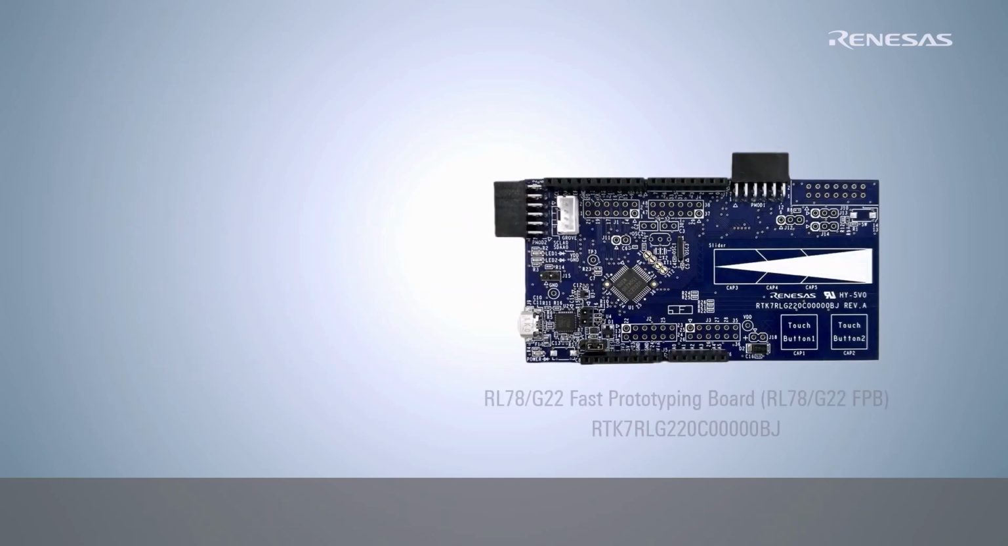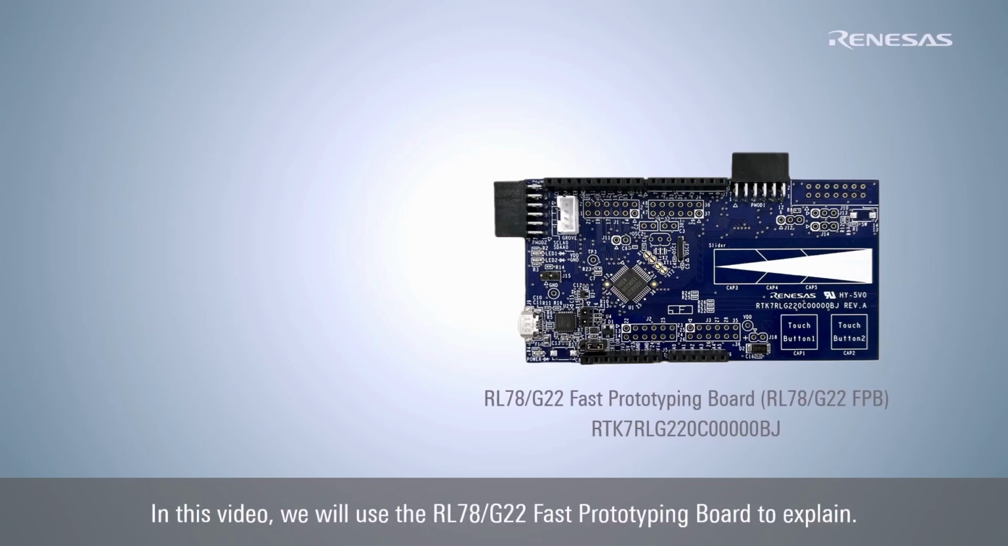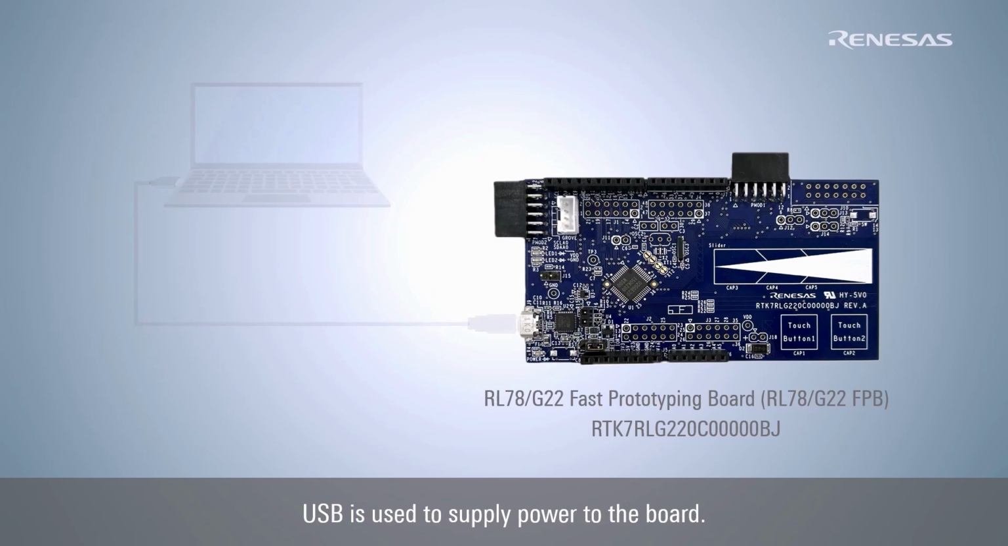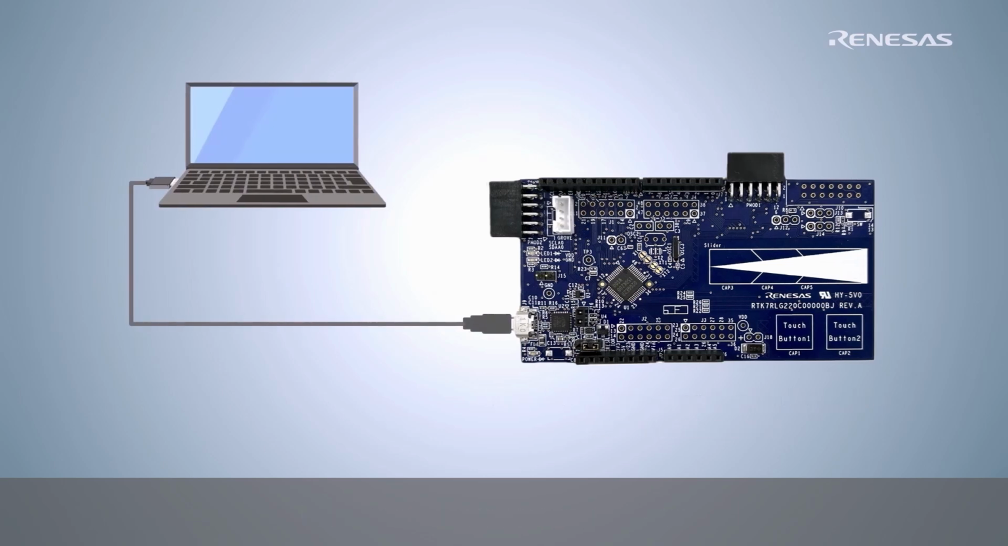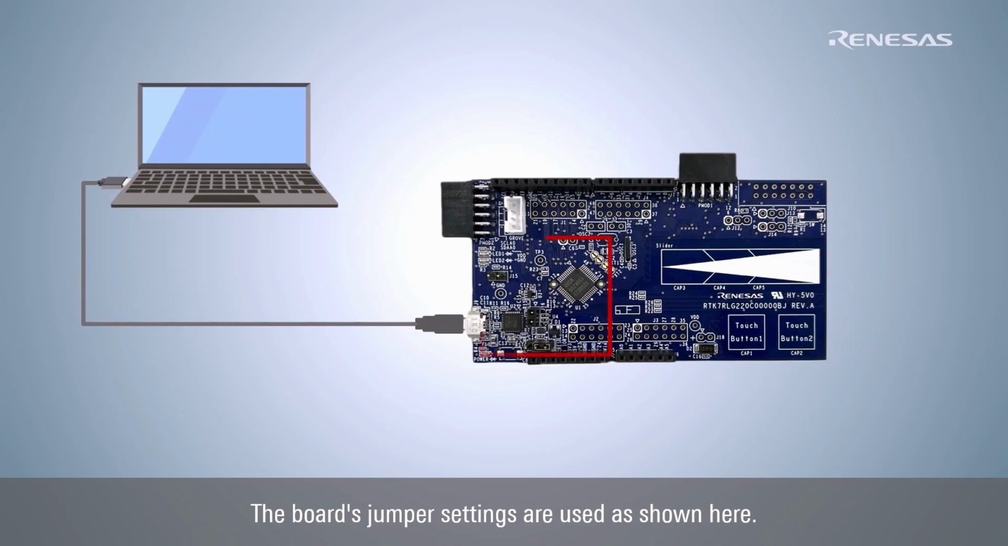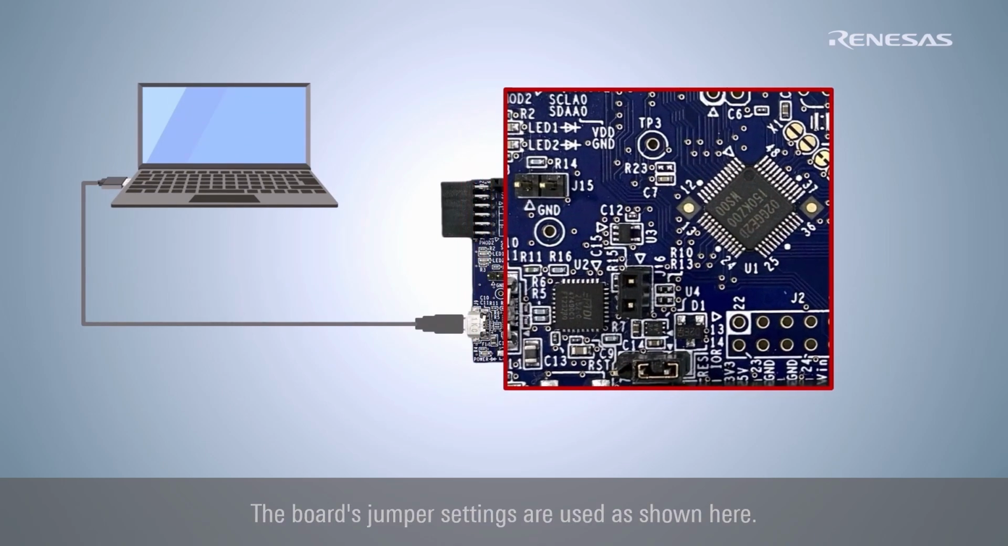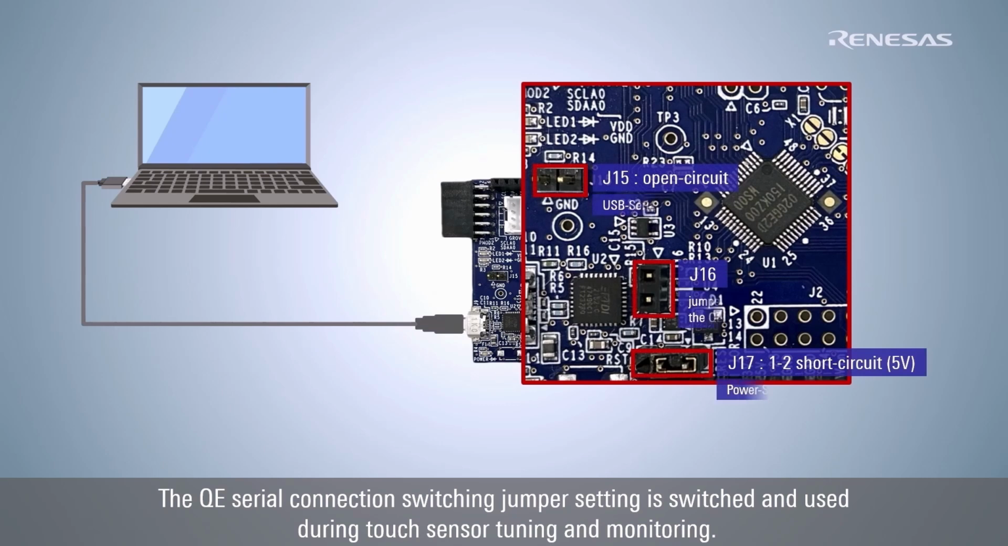First, I will introduce the hardware settings. In this video, we will use the RL78G22 fast prototyping board to explain. USB is used to supply power to the board. The board's jumper settings are used as shown here. The QE serial connection switching jumper setting is switched and used during touch sensor tuning and monitoring.